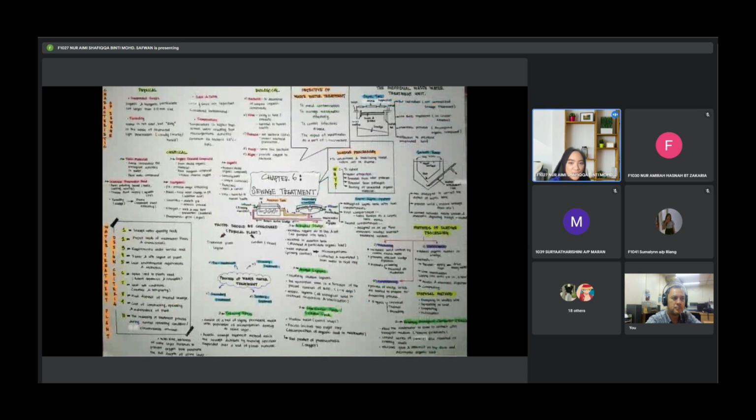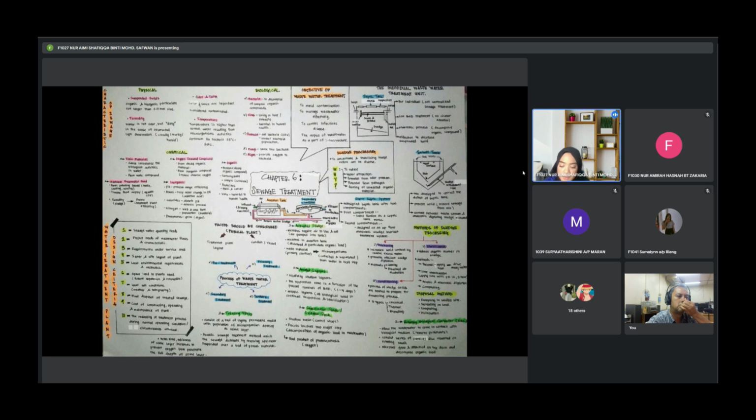So next we move to chapter 6, which is the sewage treatment. The first one is the characteristic of sewage. It is divided into 3 types of characteristic. The first one is physical, the second one is chemical, and the third one is biological. For the treatment plant's design criteria, there are 10 types of criteria. Next one is the objective of the wastewater treatment.